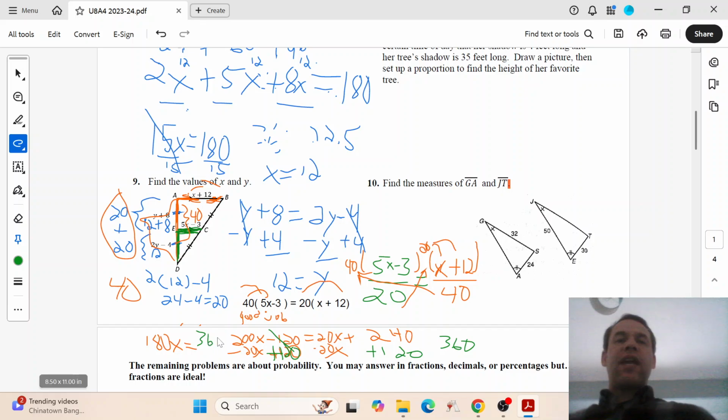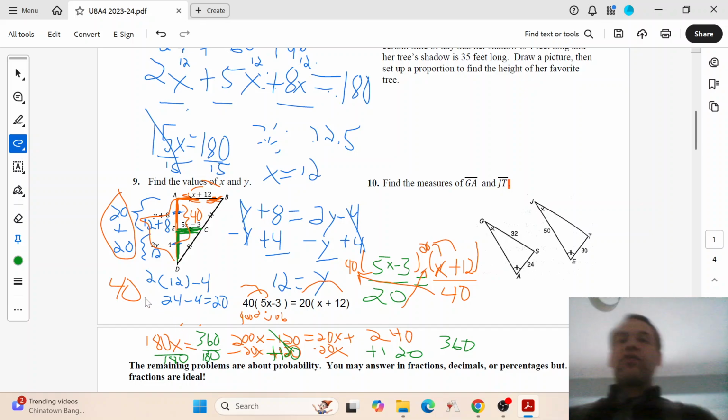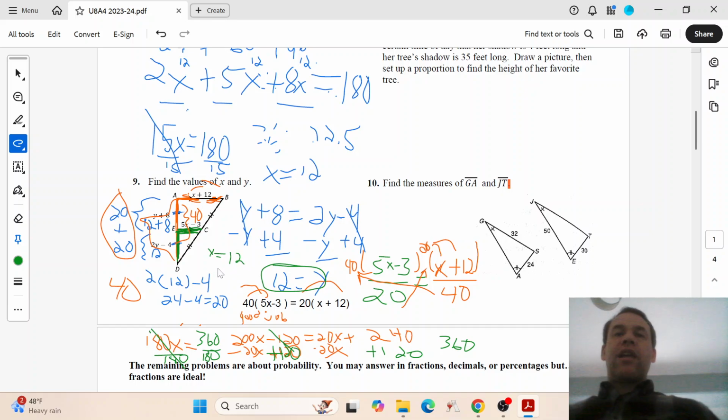Now we're going to divide by 180 to the other side. Feel free to fast forward. Do you already know what the answer is? What's 360 divided by 180? So it should be 2, isn't it? Yeah, it should be 2. So y equals 12 and x equals 2. Nice. So y equals 12 and x equals 2.